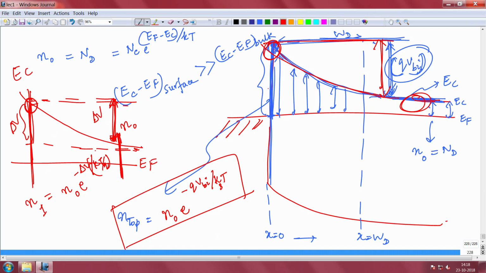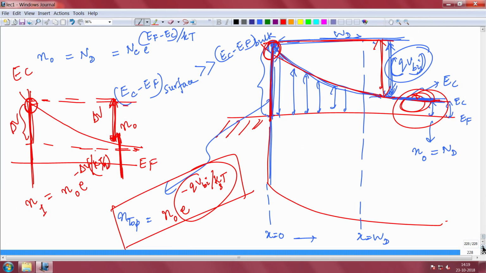That is why the electron concentration at the top will be the electron concentration here times exponential of minus this. Okay. Why am I telling you all this? Because we are going to derive the current expression, but as of now we are only talking about equilibrium. So how can you talk about current expression?